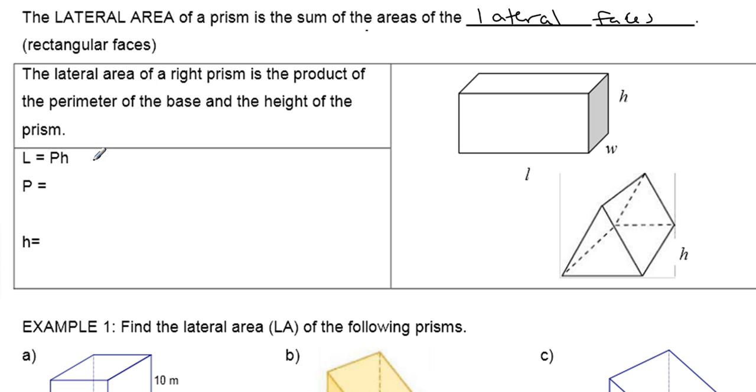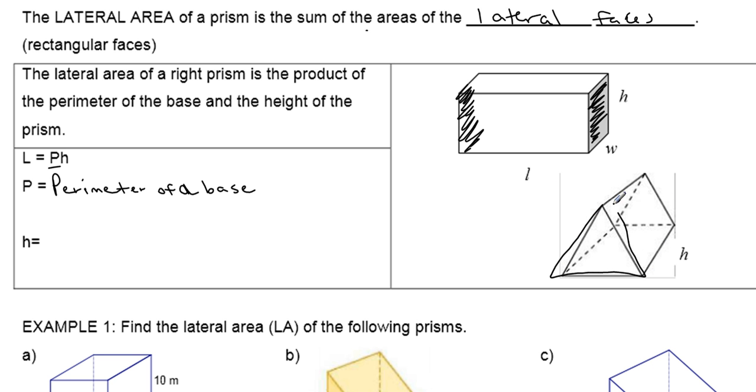To find the lateral area of a prism, the formula is big P times H, where the big P stands for the perimeter of the base. So if it's a rectangular prism, we would just use the side faces as our base. But if it's clearly a triangular prism, then we would find the perimeter of the triangle, which would stand for the big P.